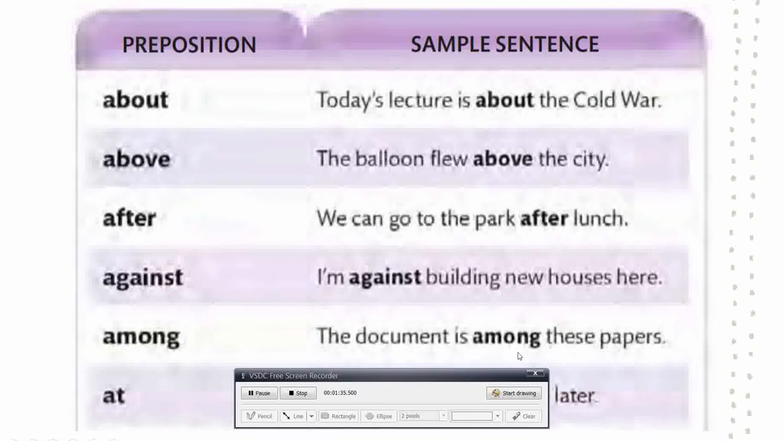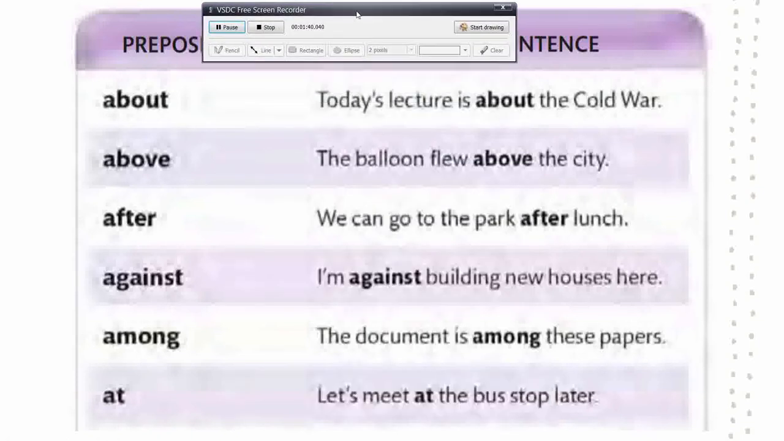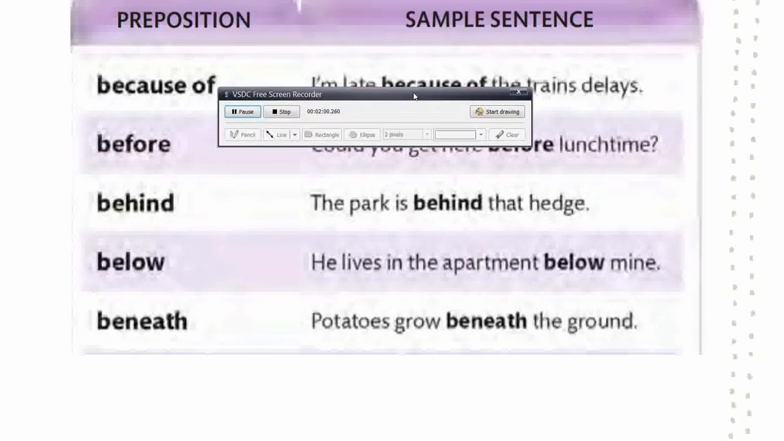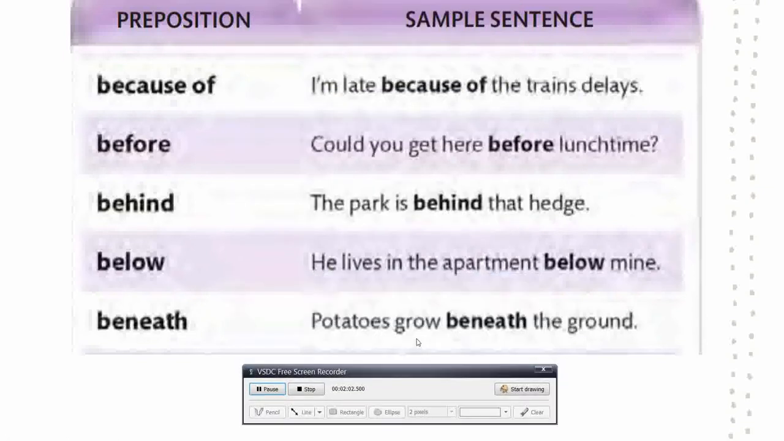Among. The document is among these papers. Among means maybe in between, or more than two, when more than two are considered, among is used. At. Let's meet at the bus stop later, at a specific spot. Let us see the structures. That is because of. Because of is giving a reason. I am late because of the train's delay.